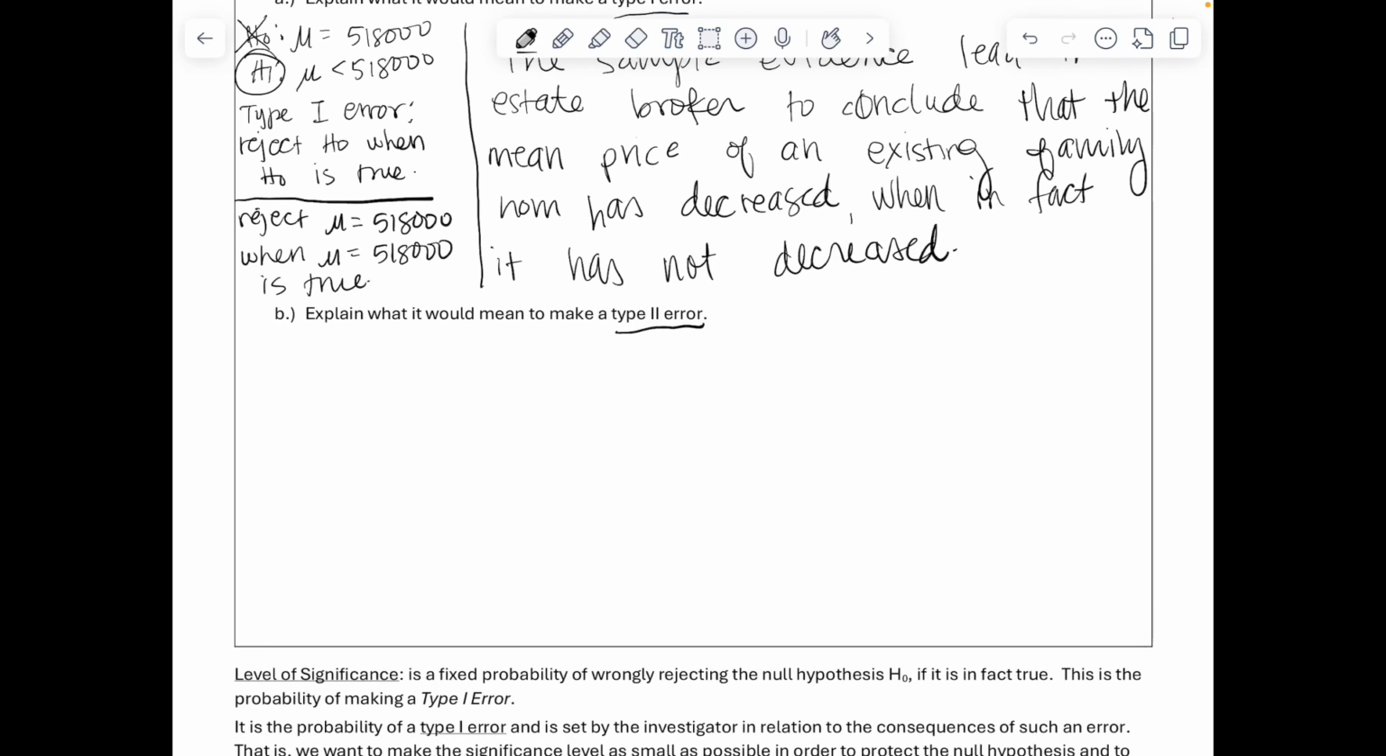So part B, we're going to do the same exact idea, but we're talking about now a type 2 error. So type 2 error is going to be do not reject H naught when H naught is false.